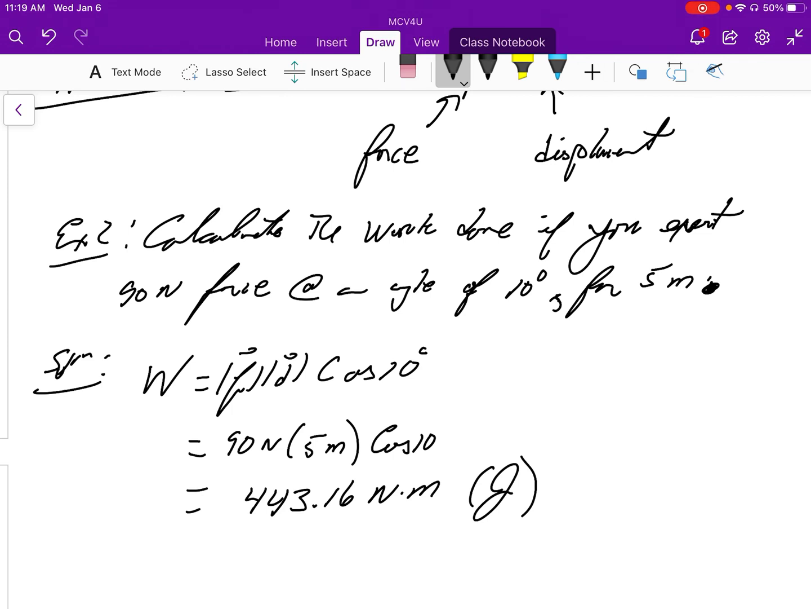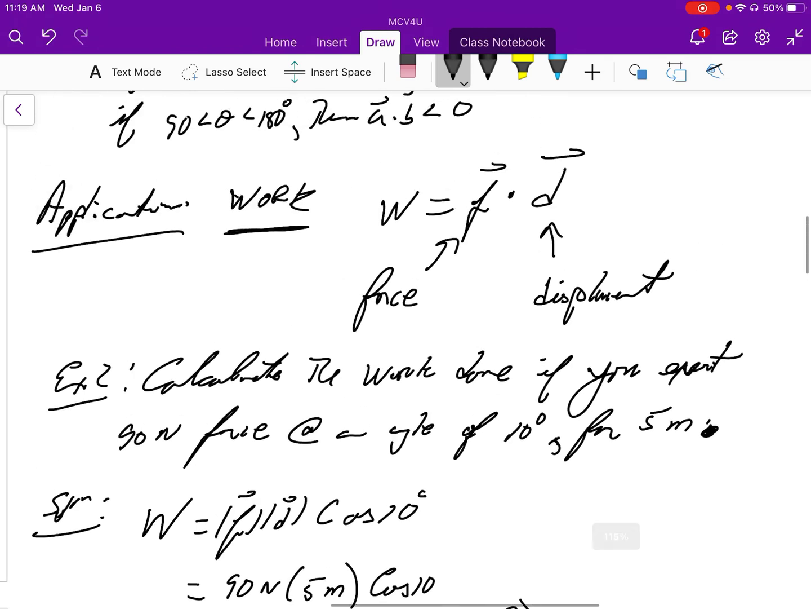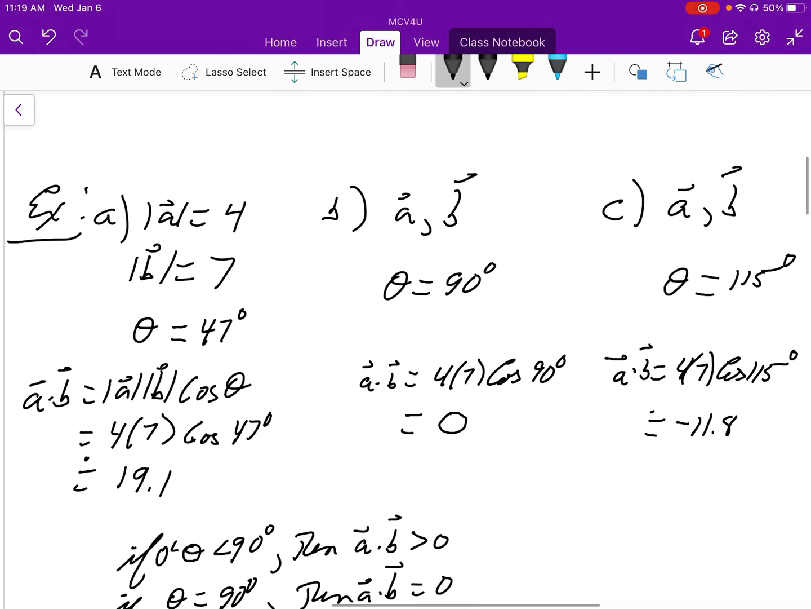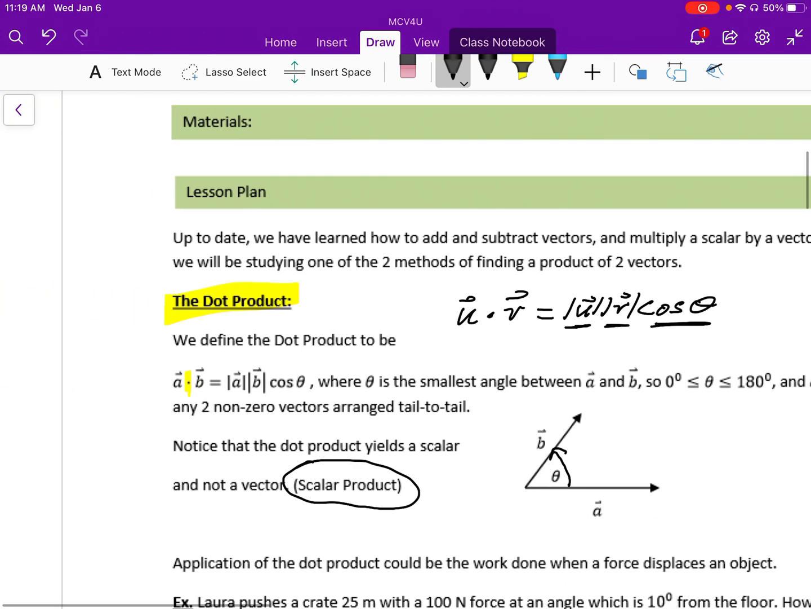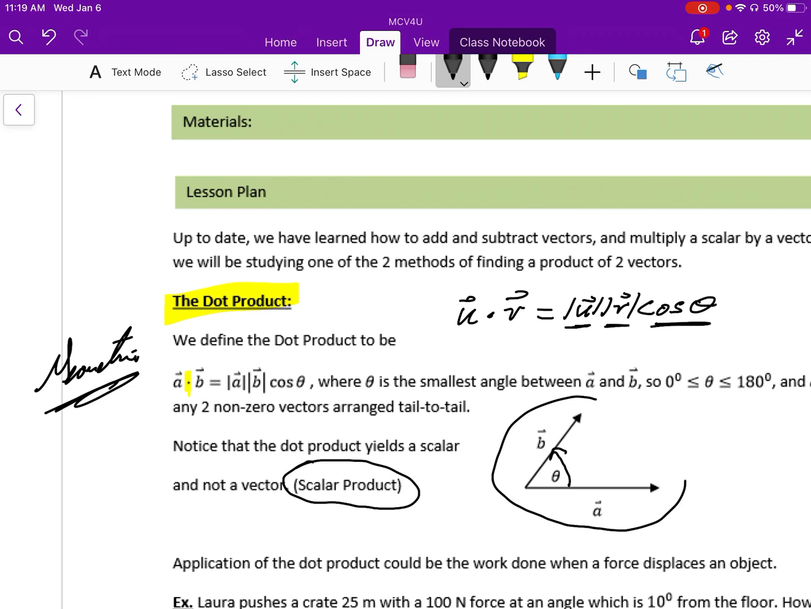So that's just the idea of the application that you can have using the dot product. All right, let me go back up in here. What we said was this is the geometric way of calculating the dot product. Notice that we have it set up with our directed line segments lined up tail to tail. We look at the smallest angle between them, between 0 and 180 degrees, and we're all set.